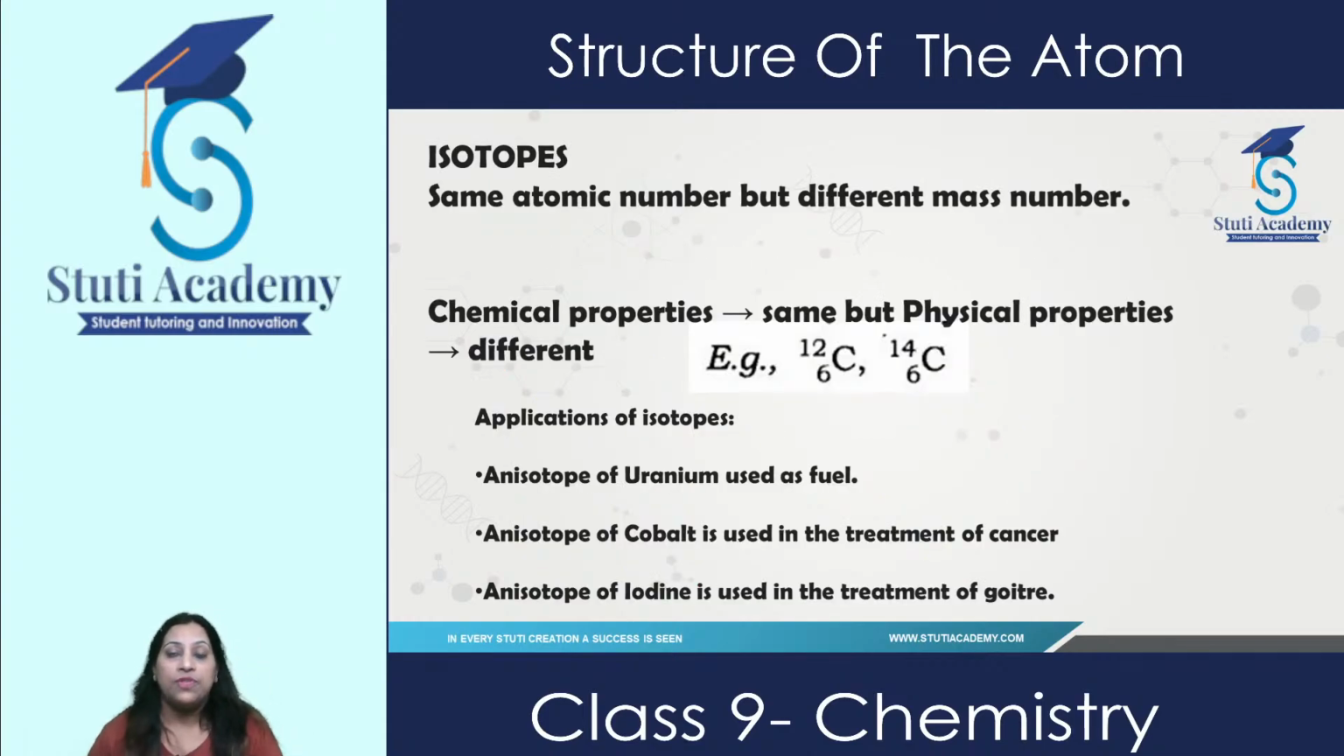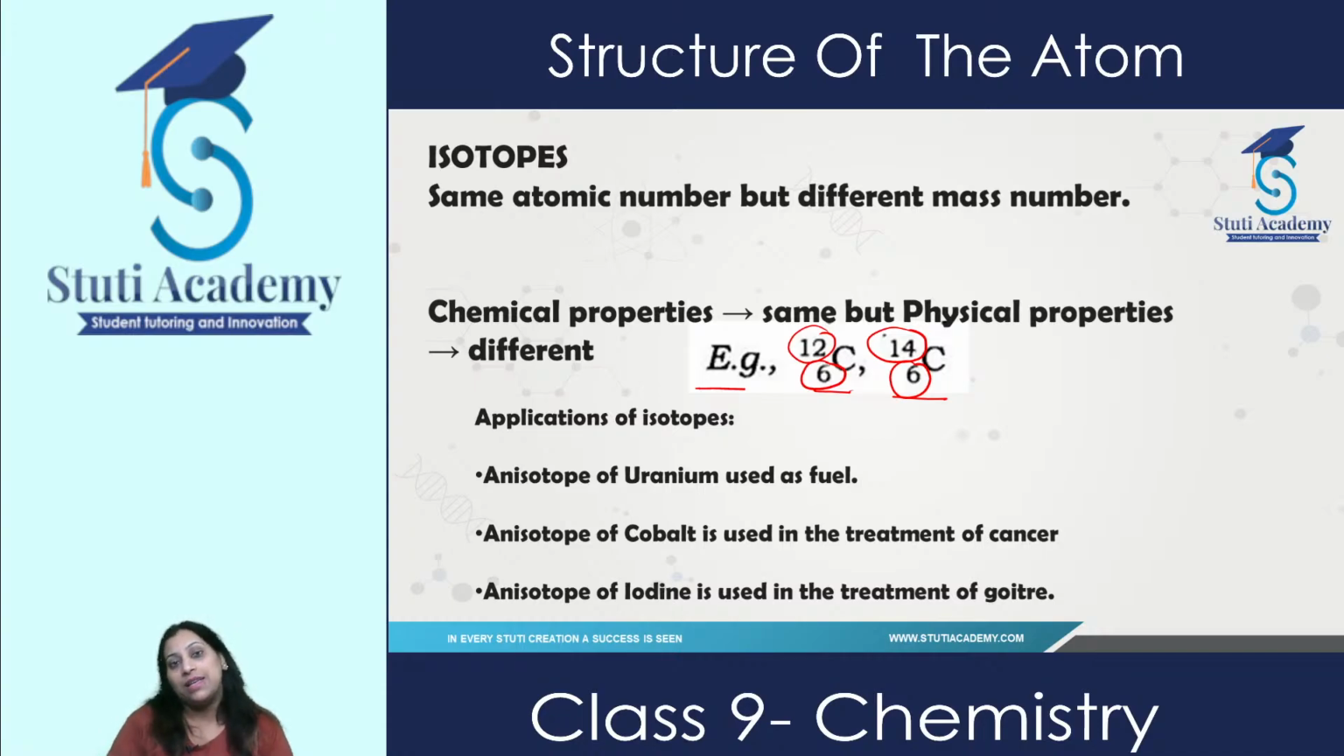Now we have a certain type of special substances present. We call them isotopes. Isotopes are those elements that have the same atomic number but different atomic mass, or different mass number. See, examples are given. If you look at the example of carbon, carbon exists in nature in different forms. Here you can see the atomic number is the same, it is 6. But if you look at their mass number, it has 12 and it has 14.